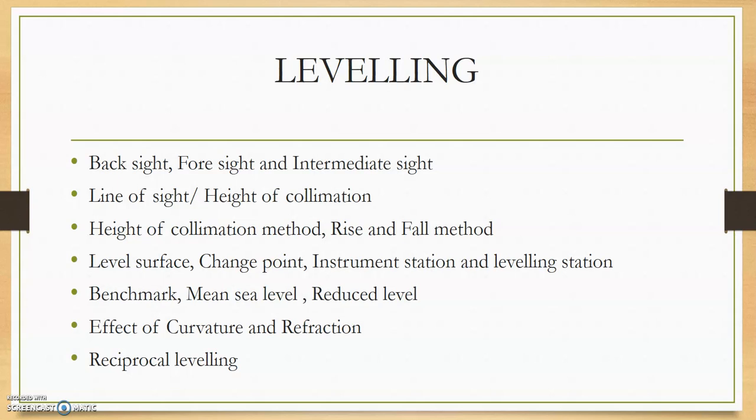The value obtained in the dumpy level is higher than the required value, hence the error is positive, then the correction is negative for the curvature effect. Next, effect of refraction.